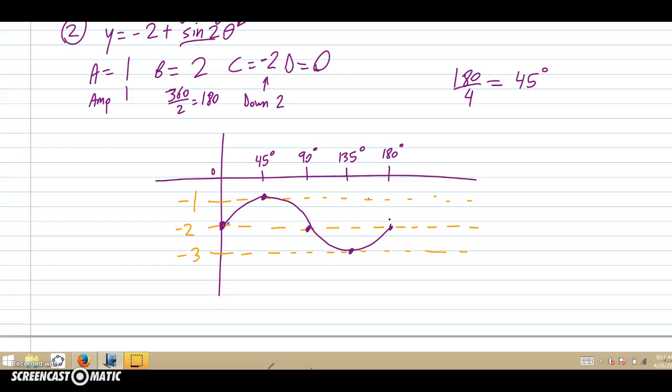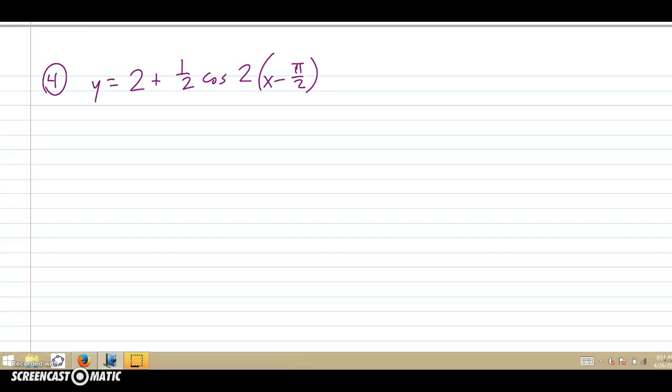And there you go. 1 cycle. Not too bad, is it? Just remember, the C moves everything up or down. Alright, this is the last one I'm going to do for this video.